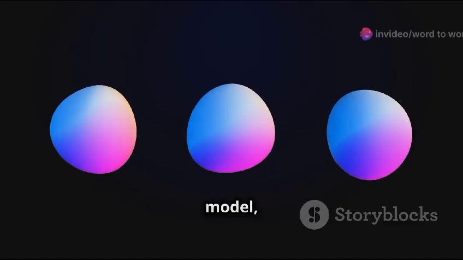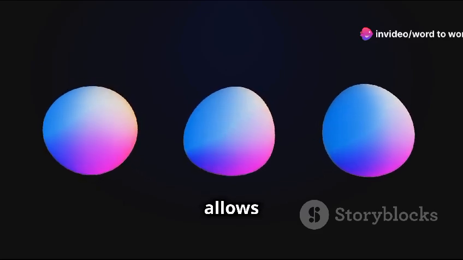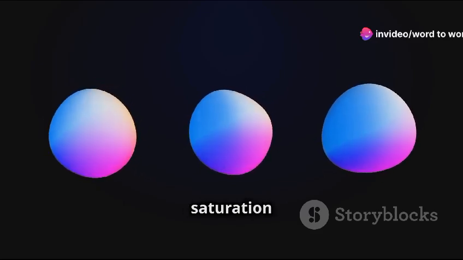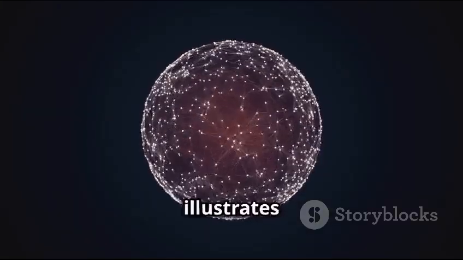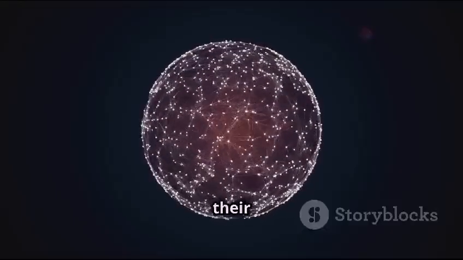This three-dimensional model, the color sphere, allows us to visualize not only hue and saturation, but also the value or lightness of a color. It illustrates the infinite gradations of color that exist between the purest hues and their lighter and darker variations.